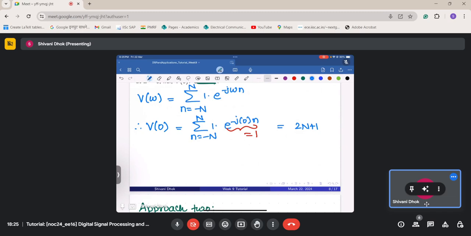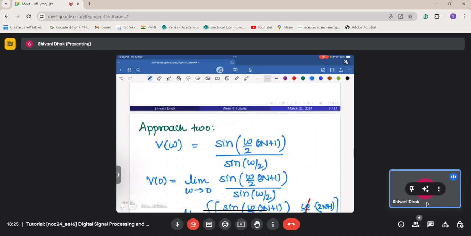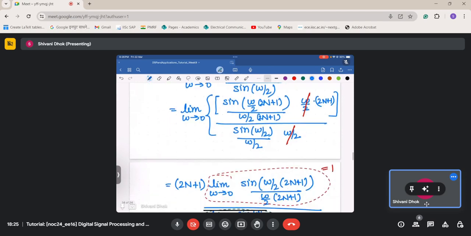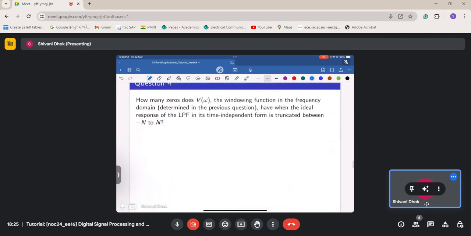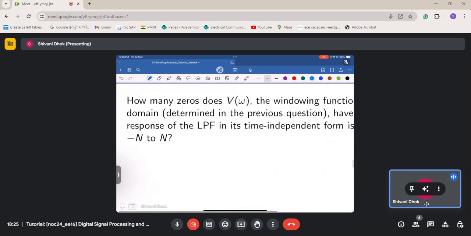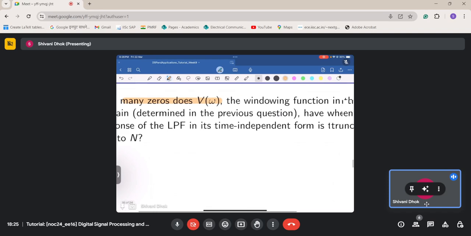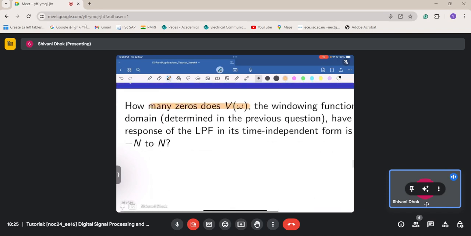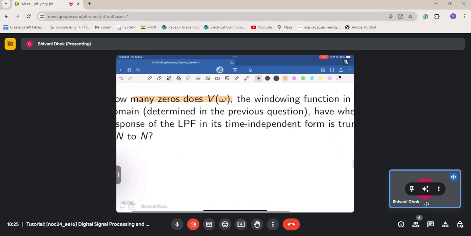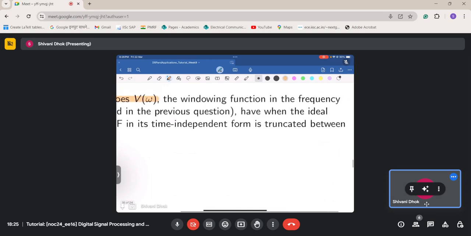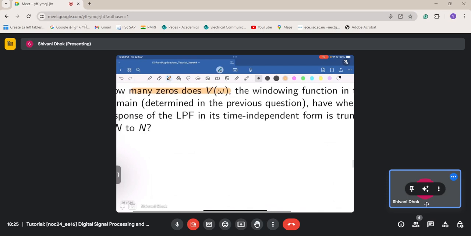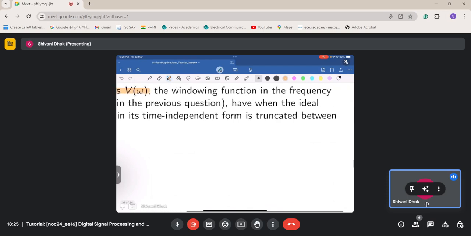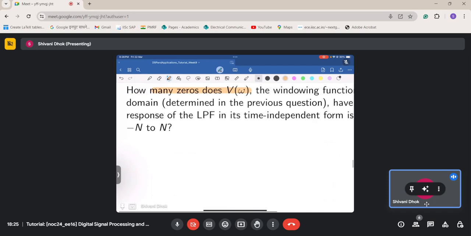Okay, if there are no questions, then let me move on to the next question. So this question asks us how many zeros does V of omega, the windowing function in the frequency domain determined in the previous question, have when the ideal response of the LPF in its time independent form is truncated between minus n to n.